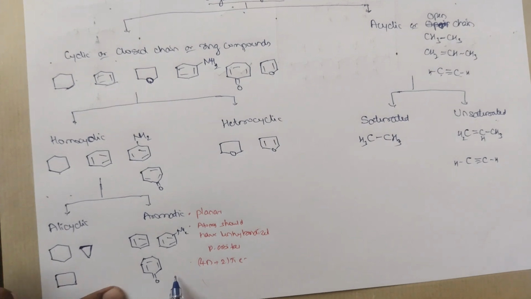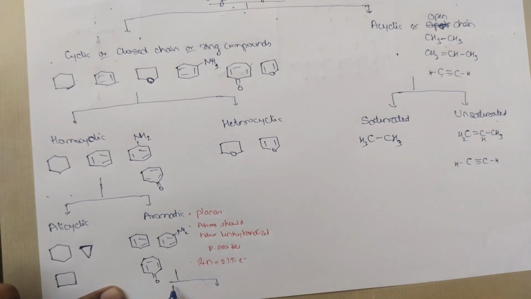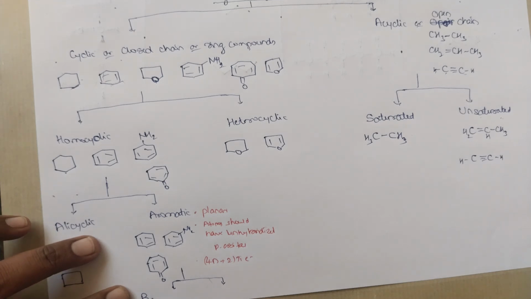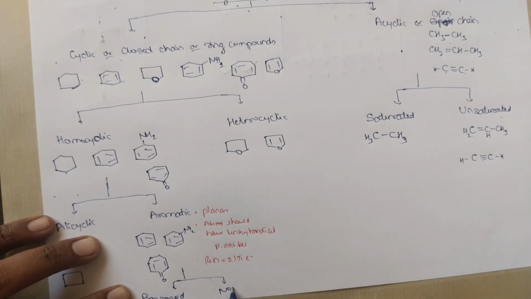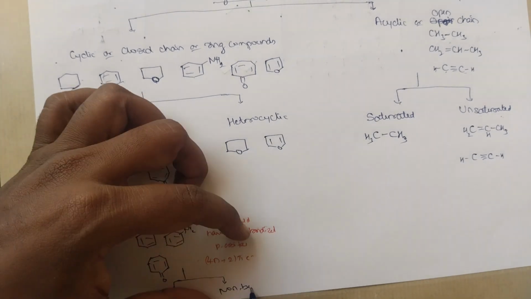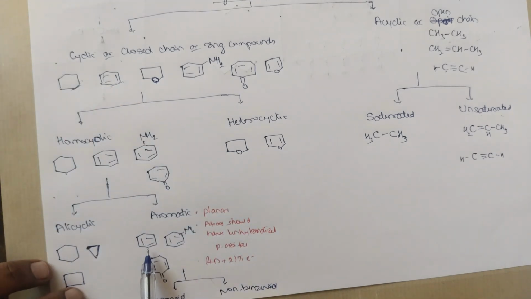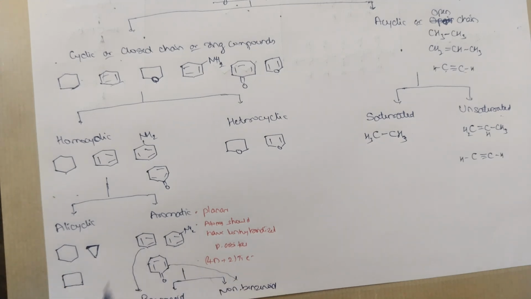These are examples of alicyclic compounds. In the aromatic, again we can differentiate these based on whether they are benzenoid or non-benzenoid. Benzenoid means the compounds which have the benzene ring. These two have the benzene ring, so these two come under benzenoid. This does not have the benzene ring, so this comes under non-benzenoid aromatic compounds.